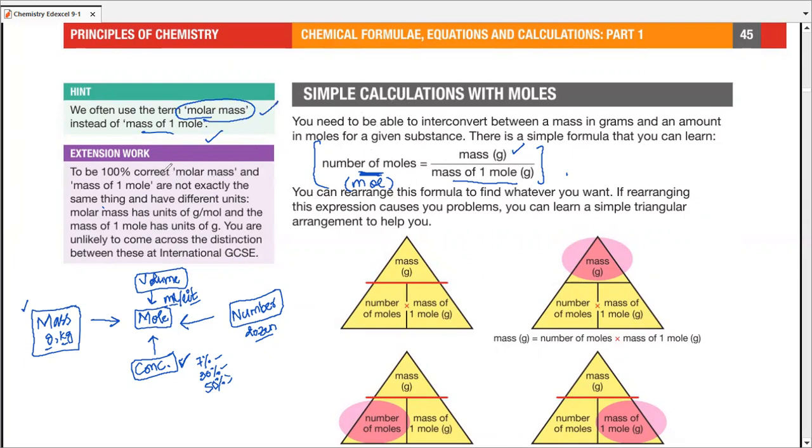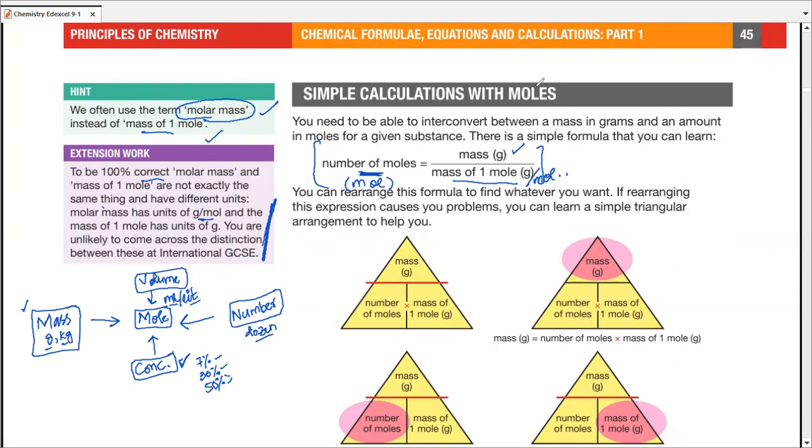To be 100% correct, these are not the same things and have slightly different units, but this kind of differentiation will not be asked at IGCSE. To be exact, the one at the bottom has the units of gram per mole, but even if you mention gram or gram per mole, it really won't matter.